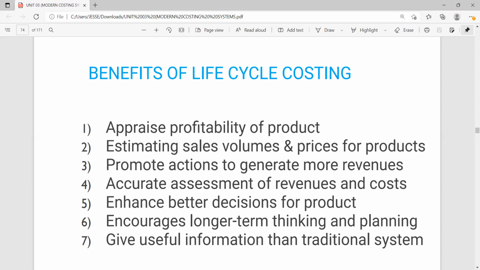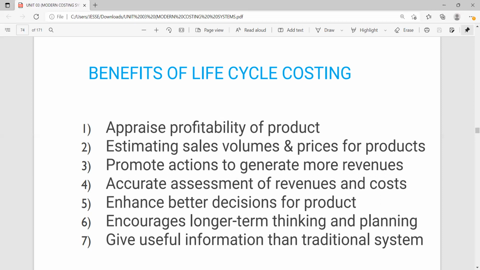Number three, it also helps us to promote actions to generate more revenue. So depending on the stage of the life cycle that we are in, we are able to engage in promotional techniques to create awareness about the product, which eventually helps to generate more revenue. Number four, it also helps us to achieve an accurate assessment of revenues and costs. Very important. Number 5, it enhances better decisions for the product. You can make better decisions by understanding the stage that the product is in the life cycle.